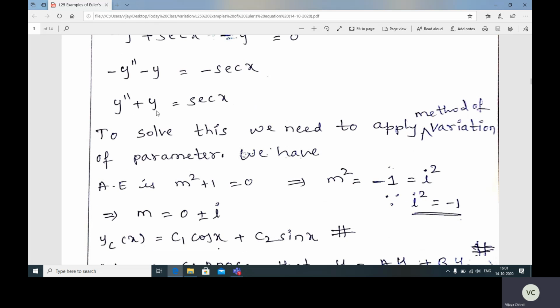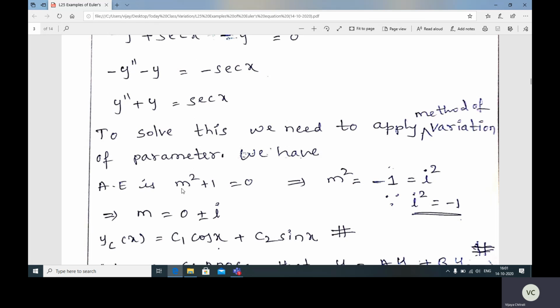To solve this, we need to apply the method of variation of parameters. So first, y double dash means d square y by dx square, plus y is equal to sec x, right? So this is a non-homogeneous equation. The solution contains two parts. So the general solution is equal to complementary function plus particular integral, right? So we need to apply here the method of variation of parameters.